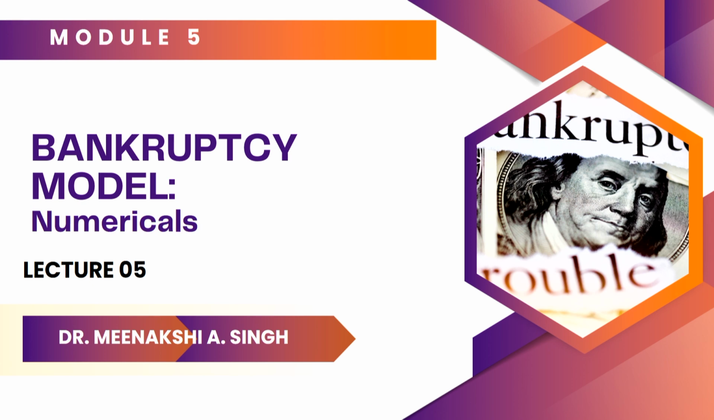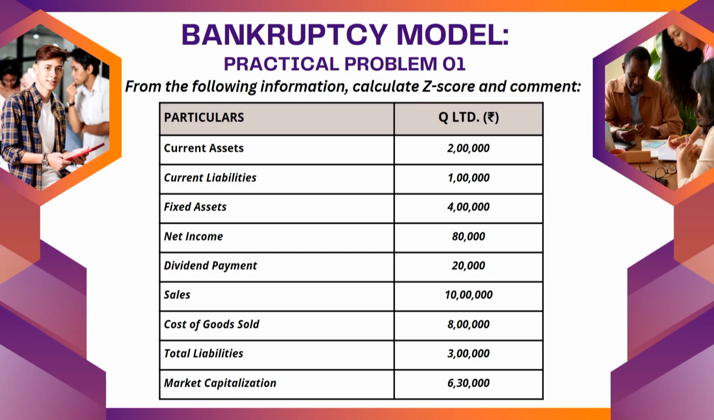So taking up that question, from the following information, you are required to calculate the Z score and comment on the same. Given information is regarding Q Limited: current assets, current liabilities, fixed assets, net income, dividend payment, sales, cost of goods sold, total liabilities and market capitalization.